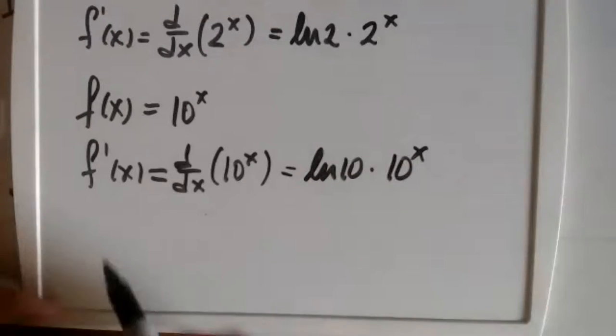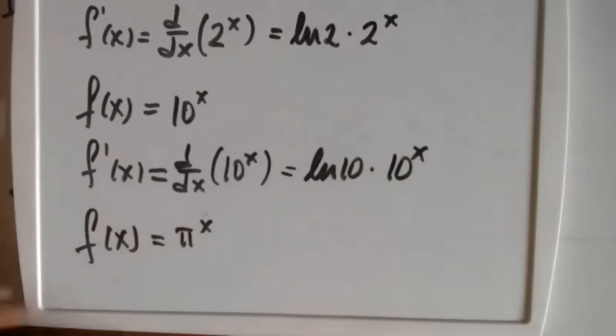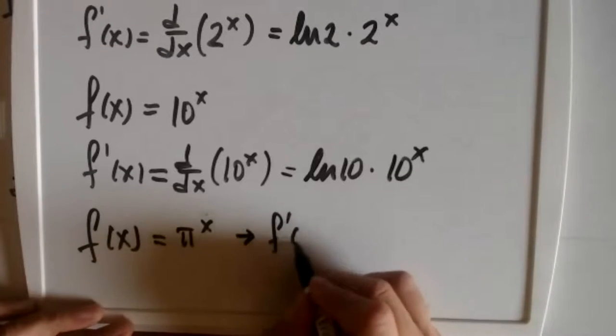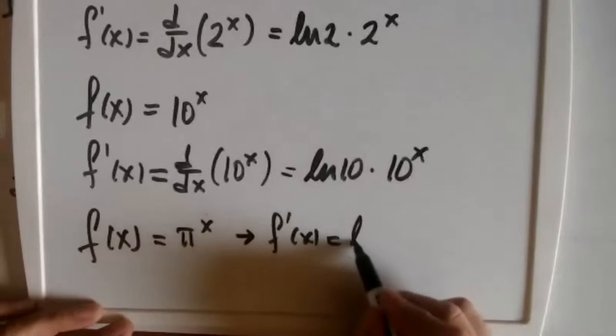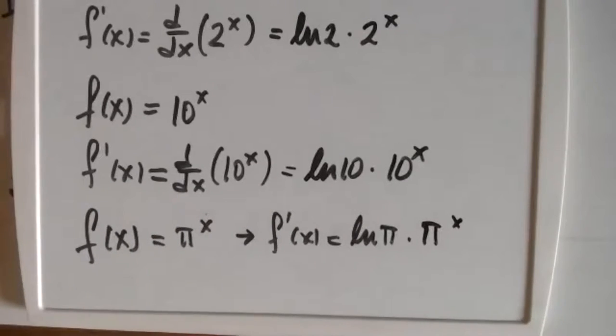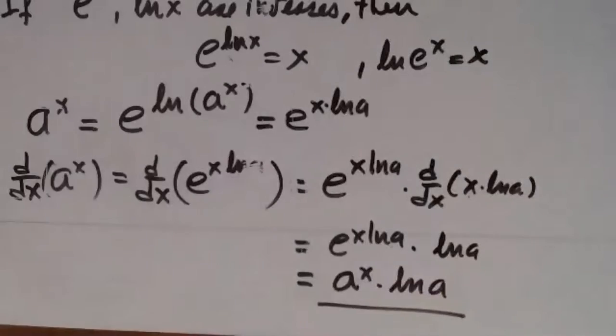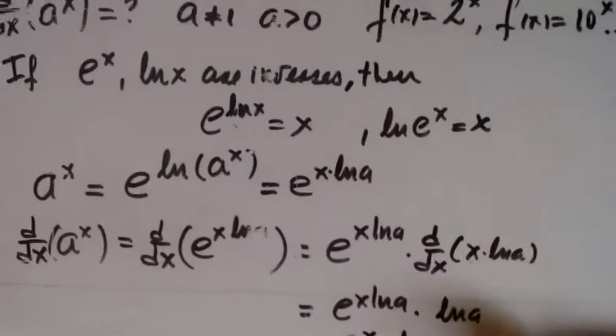If, for instance, I get this strange function, pi to the x. Pi is a constant. So f prime of x is going to be ln pi times pi to the x. Not a big deal. It's pretty simple to get the derivative of exponential functions with base other than the natural. Okay? No questions here? Pretty simple.